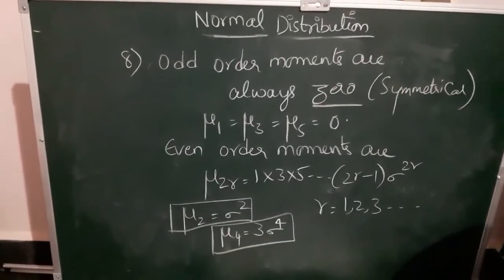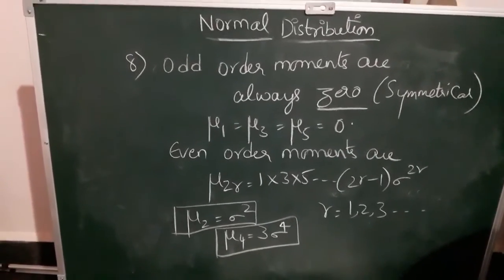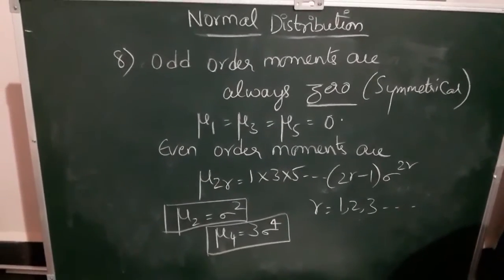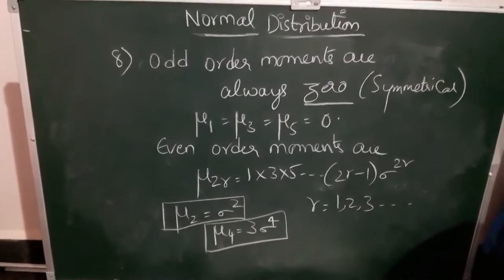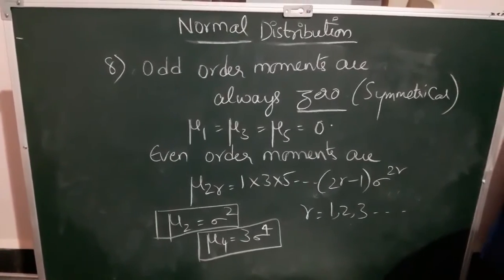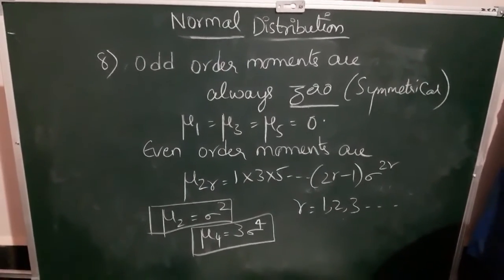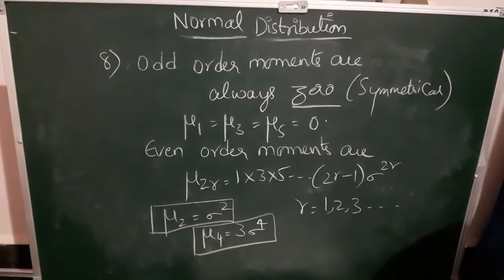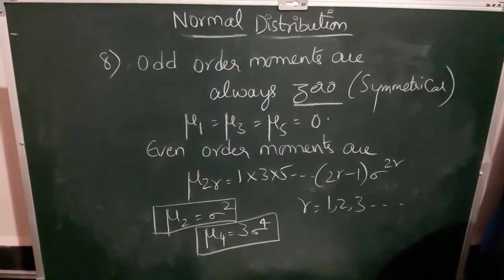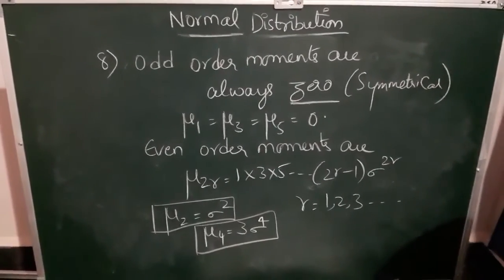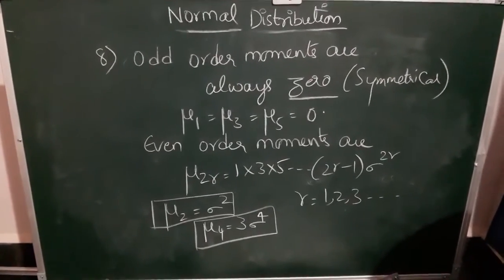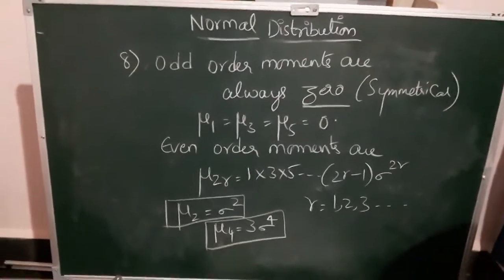Now what about even order moments? Even order moments means mu2, mu4, mu6, mu8, like that. So how will even order moments come? Mu 2r equals 1 into 3 into 5 and so on up to 2r minus 1, into sigma power 2r. This is the formula for even order moments. Mu 1, mu 3, mu 5, odd order moments are always 0, and even order moments mu 2, mu 4, mu 6, like that. I mean variance, and 3 into sigma power 4. So like that. Clear? So this is property number 8.